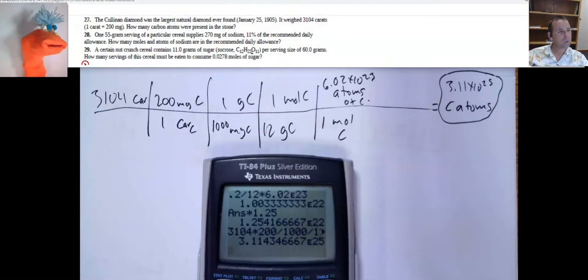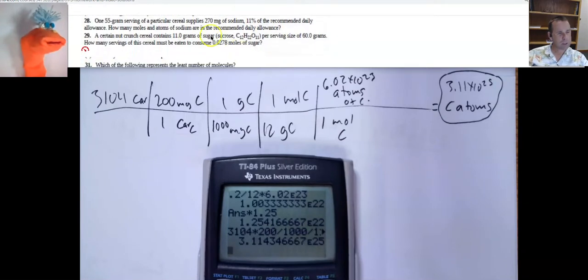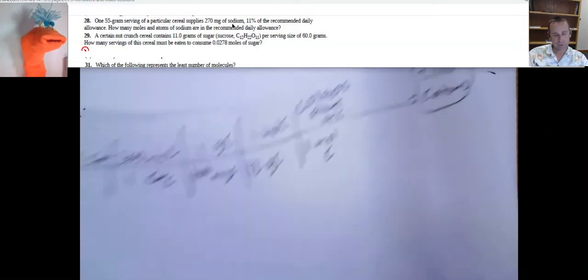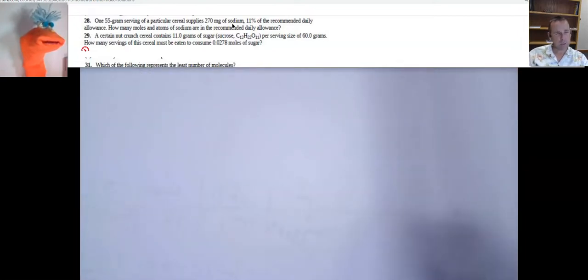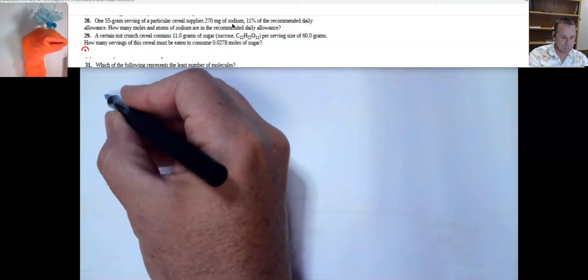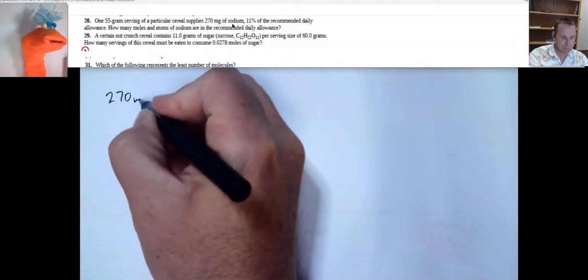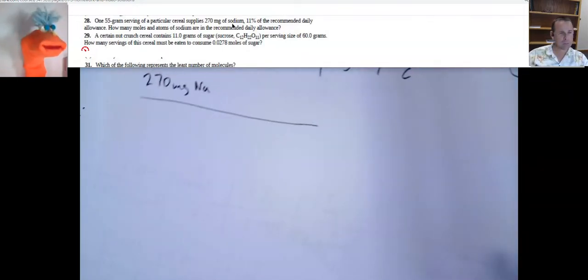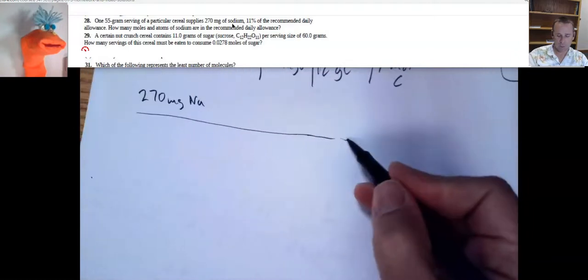So 28. A 155-gram serving of a particular cereal gives 270 milligrams of sodium, 11% of the recommended daily allowance. Okay, and then how many moles and atoms of sodium are in the recommended daily allowance? Well, 270 milligrams is what was provided. And I would like to know how many atoms of sodium.